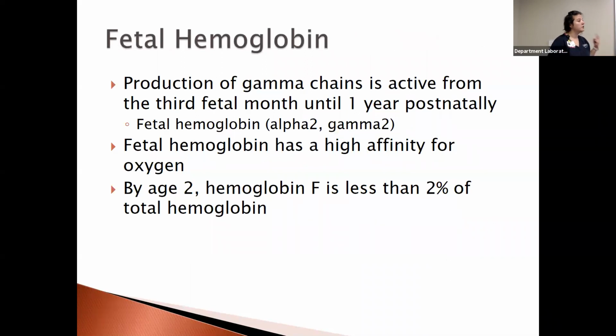So remember, 2 alpha chains, 2 gamma chains form our hemoglobin F. That will start producing about the 3rd month of fetal development, and then up until 1 year after birth, it is normal to have hemoglobin F. After that point, hemoglobin F should drop off to like less than 2%, I think, for a normal adult. And then it should be like 95% hemoglobin A for adults, okay?